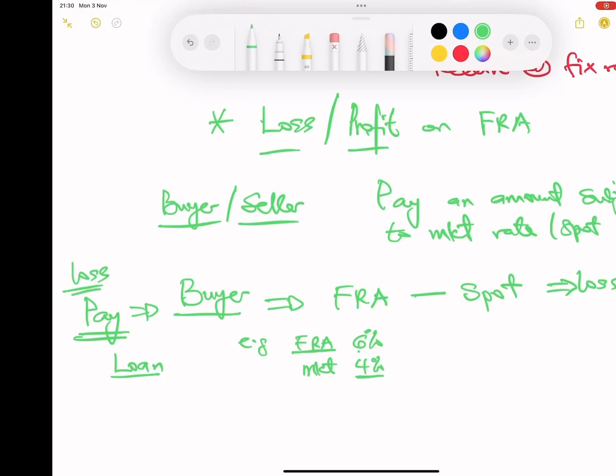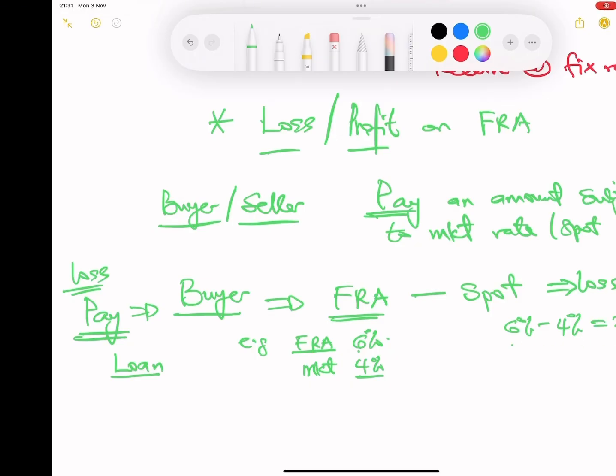If you have to pay, it means you are making a loss. But if you are receiving, you are making a gain. So how much is that loss? The FRA rate, which is 6%, less the spot, which is the market, at 4%. So you'll be paying 2%.